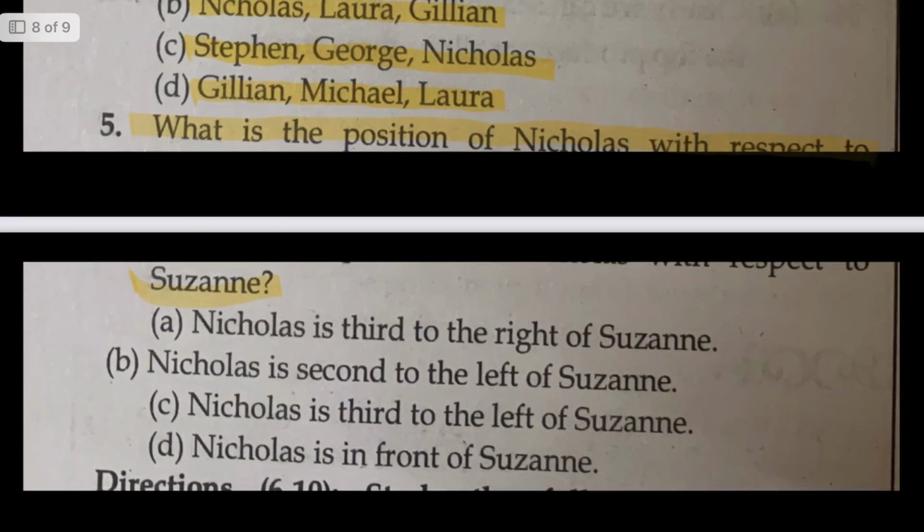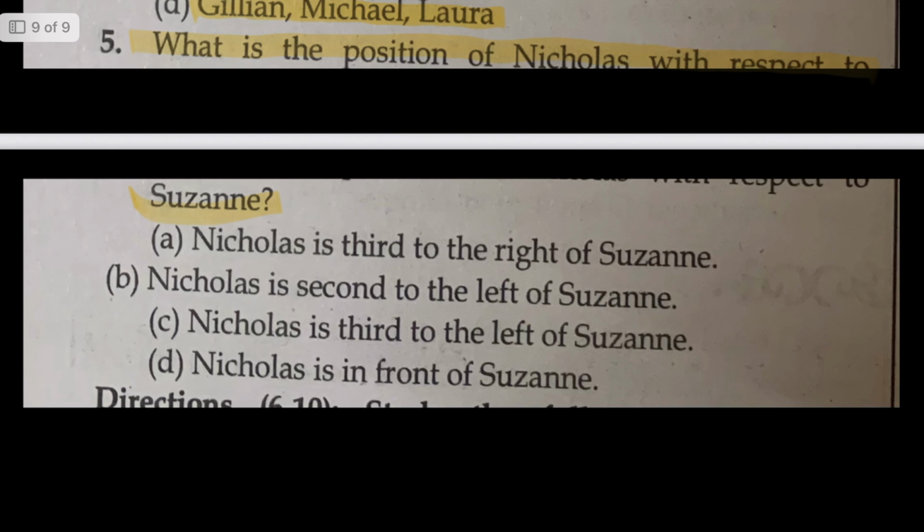So we'll check that. Nicholas is third to the right of Susanne is wrong. Nicholas is second to the left of Susanne is wrong. Nicholas is third to the left of Susanne is the correct option. Nicholas is in front of Susanne, it is also wrong. So this is how you need to find the answers here. I hope I have cleared your doubts.